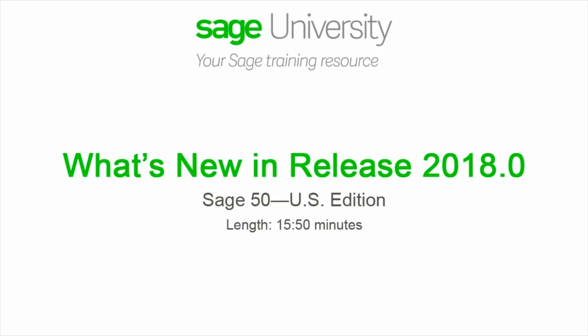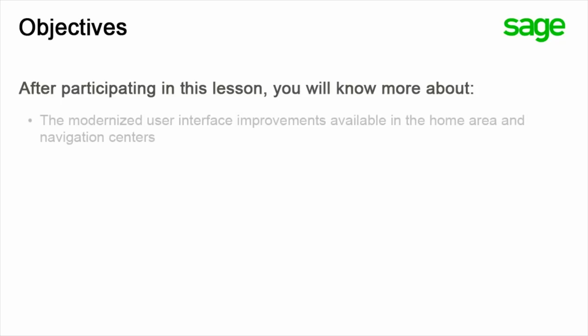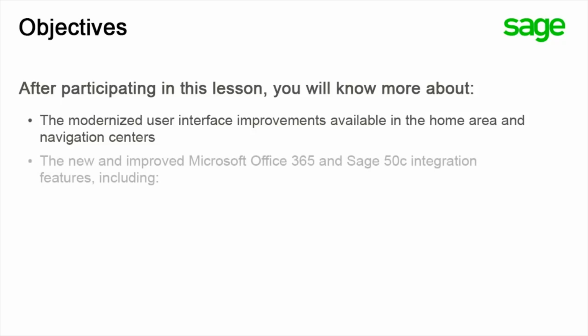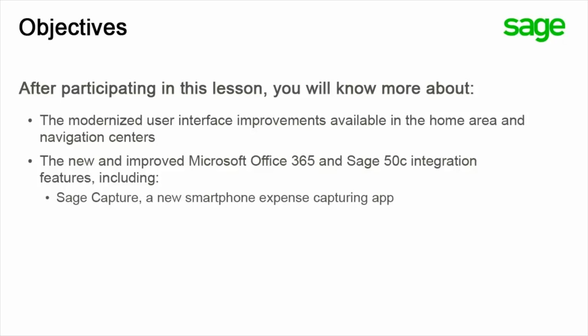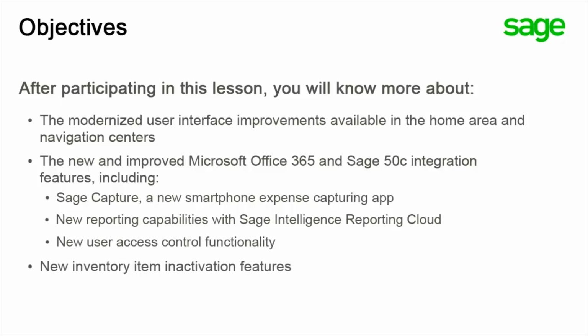In this topic, you will learn about the new features available in Sage 50 and Sage 50C Accounting Release 2018.0. After participating in this lesson, you will know more about the modernized user interface improvements found in the home area and navigation centers, the new and improved Microsoft Office 365 and Sage 50C integration features, including Sage Capture, new reporting capabilities with Sage Intelligence Reporting, and new user access control functionality. You'll also learn about new inventory item inactivation features and other new features and enhancements.